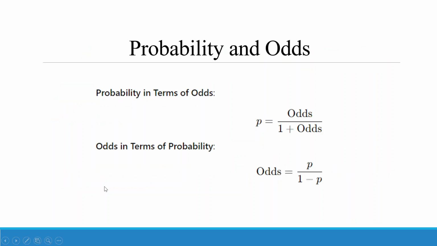This is odds. So the probability and odds. Probability in terms of odds. So if I make P as a function, so P is equal to odds upon 1 plus odds. Odds in terms of probability. So odds is equal to P upon 1 minus P. This we have already seen.